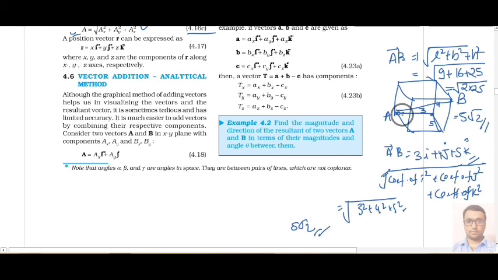Okay, this is all for today. We have done resolution of vectors. In the next class we will try to understand how to add two vectors with the help of the parallelogram law.